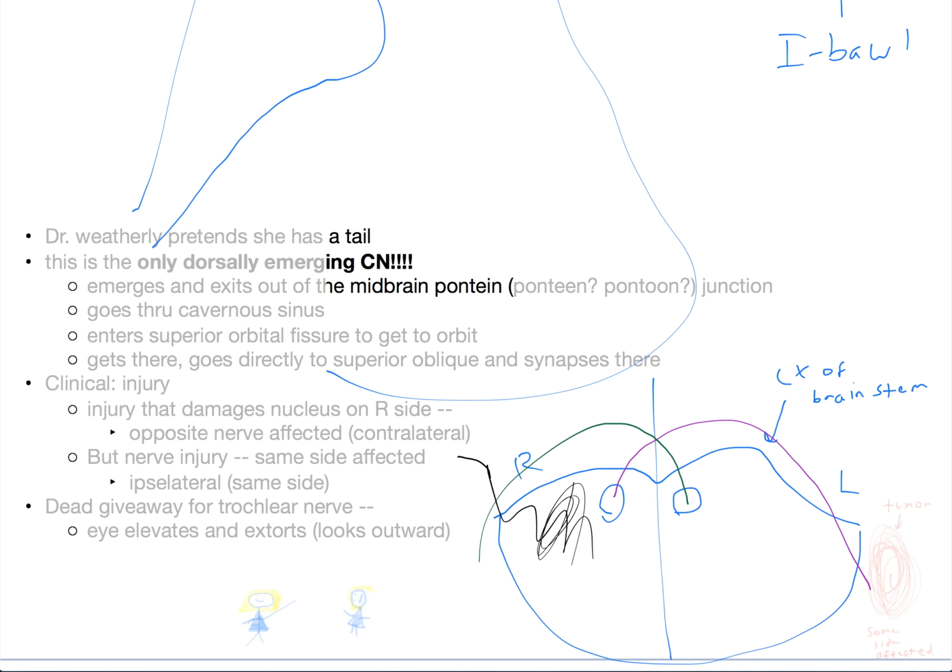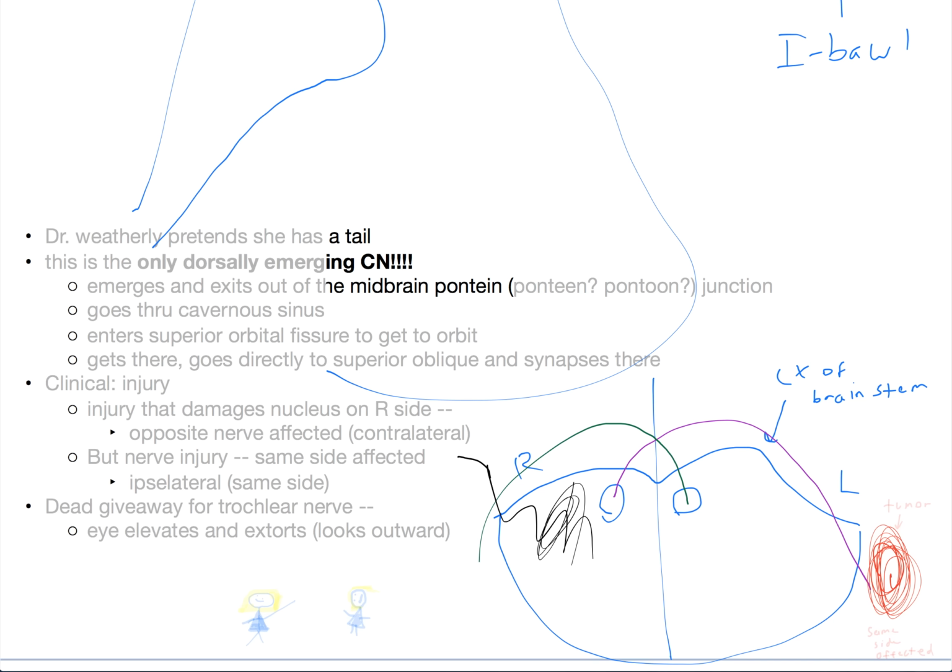Okay? But if you have a nerve injury, the same side is affected. So let's say we've got a tumor that's growing on the left side, and that tumor is pressing on my left trochlear nerve. Which superior oblique doesn't work? The left.